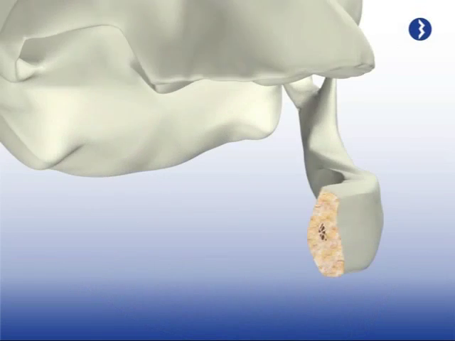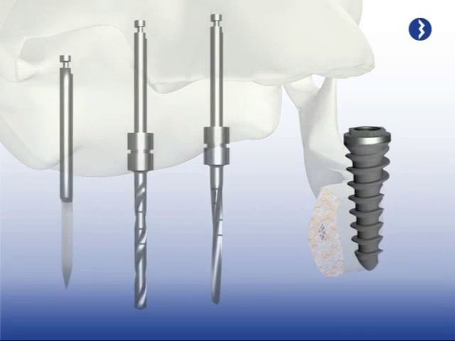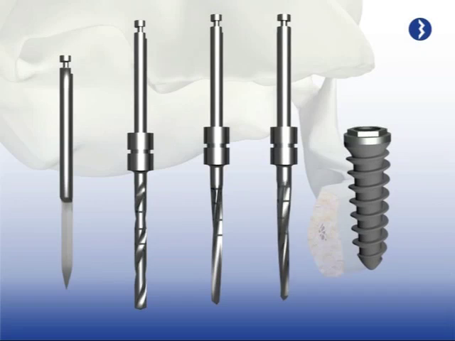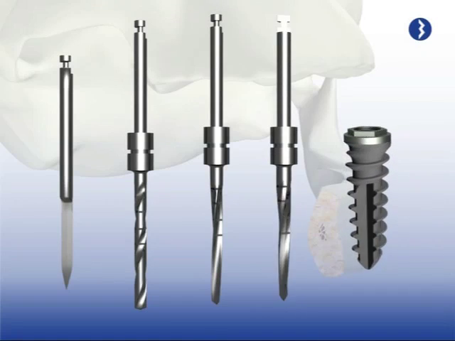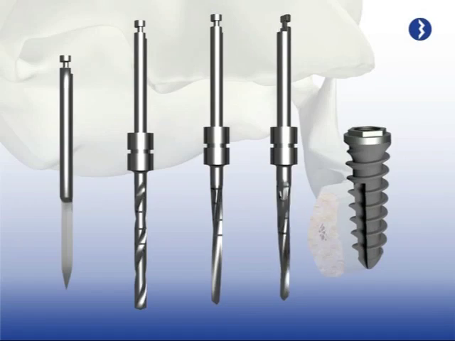In bones of high osseous density or type 1, it's advised to follow the drilling protocol indicated and use the largest diameter drill as the last drill specified in the implant to avoid excessive tension.